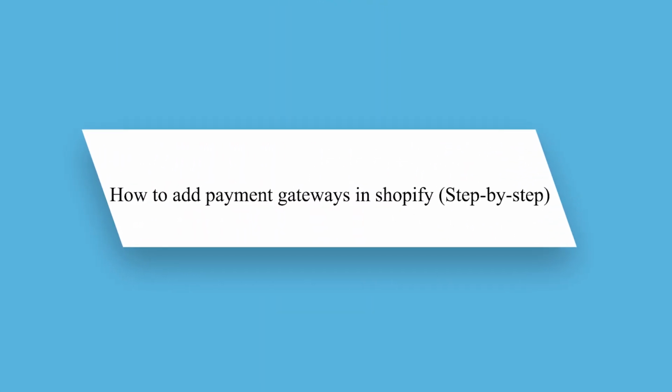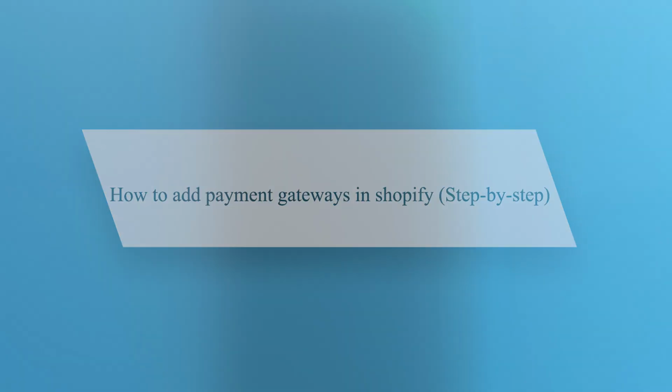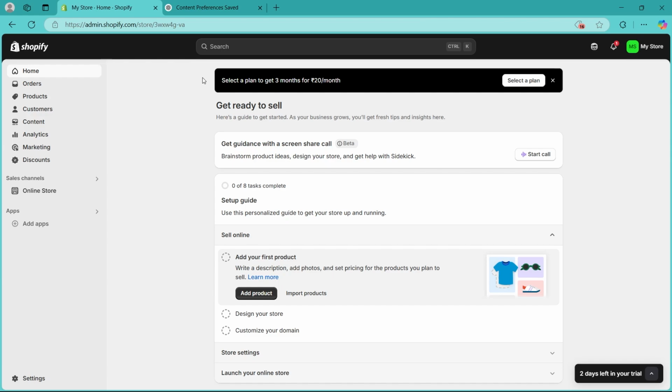Today I will show you how to add payment gateways in Shopify. So in order to do this, first of all, navigate to admin.shopify.com, log in using your user credentials and you'll be on your Shopify's dashboard.